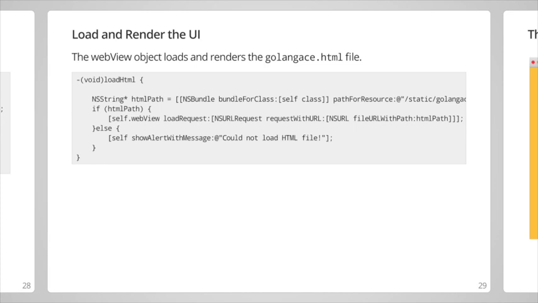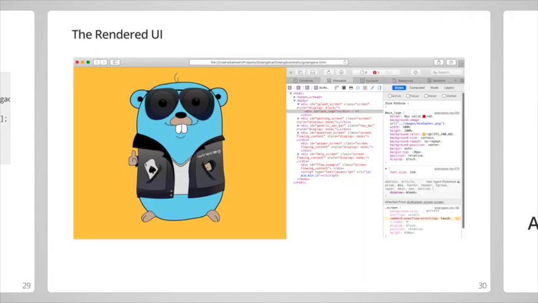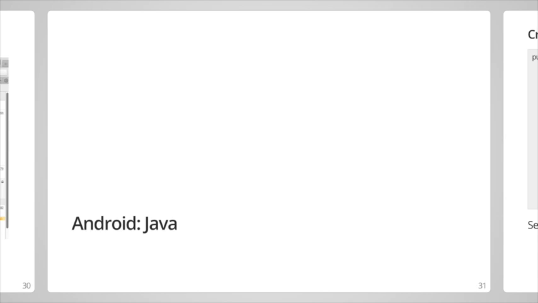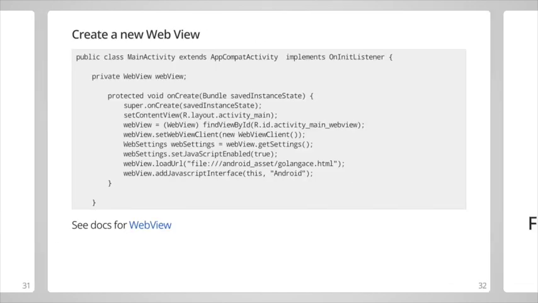And if we were to open the GolangAce.html file in a web browser, that's what it would look like. We'd get the gopher and the yellow background. And as you can see on the right, that's just HTML and CSS in a web browser. And in Android, again, Android has its flavor of the WebView object. We called the load HTML method in Objective-C, whereas in Android, we're calling the load URL method of the WebView object to do that same exact thing and load the UI, the GolangAce.html file.